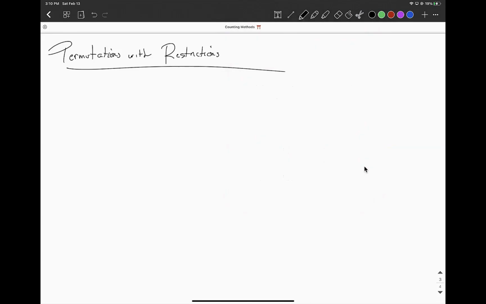Today I want to talk about permutations, but with a significant amount of restrictions on how many options are available in each position. And with the overriding idea that we have to promise and calculate these specific restrictions first. It's the BEDMAS of counting methods.